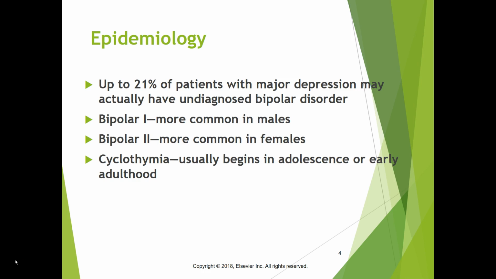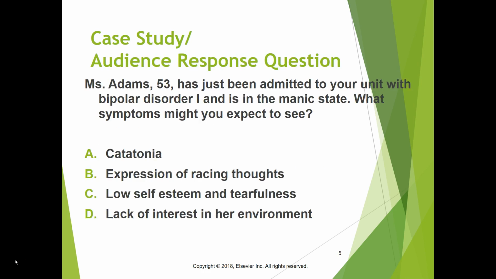And really, sometimes patients have to be carefully assessed over time in order to figure out the most accurate diagnosis. Bipolar 1 just happens to be more common in males. Bipolar 2 is more common in females. And cyclothymia usually begins in adolescence or early adulthood.